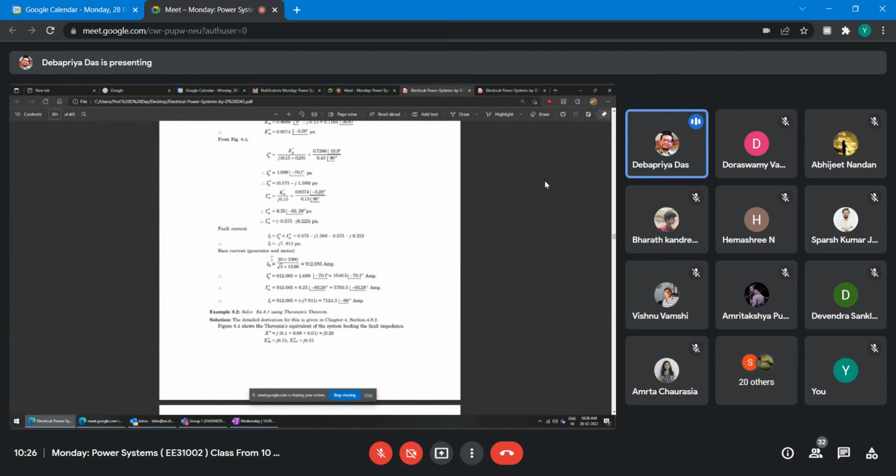And now the base current. For root 3 VI cos phi, right? But in this case there is no cos phi because it is a 20 MVA base. So root 3 into V, 12.66. So the base current will be this much. Now all this per unit current you multiply by this, and you will get this amount of fault current in ampere. So just from a single example, you can find out that the fault current is very high for a three-phase fault, right? So this is one thing.